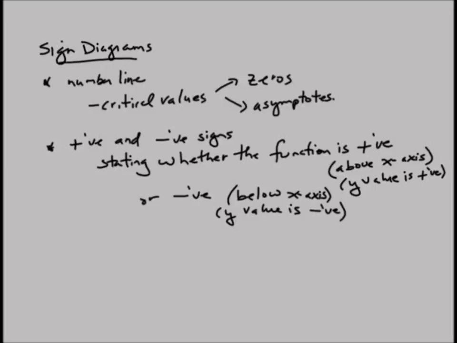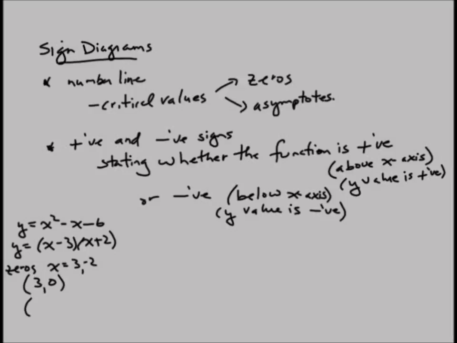Okay, so for example, if we have y equals x squared, subtract x, subtract 6, we can factor that: x subtract 3, x plus 2. And therefore the zeros, what causes this function to equal 0, are x is 3 or negative 2. So the zeros actually are (3, 0) and (negative 2, 0). So the sign diagram for this would be a negative 2, a positive 3. So then we have these three intervals to think about.